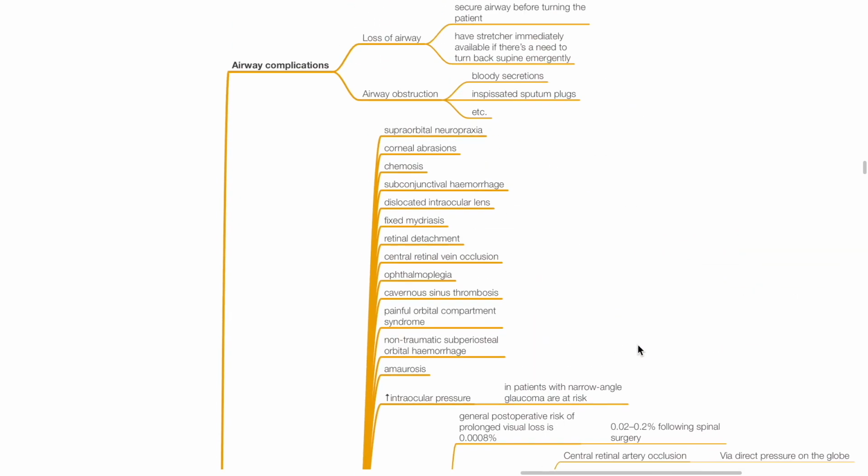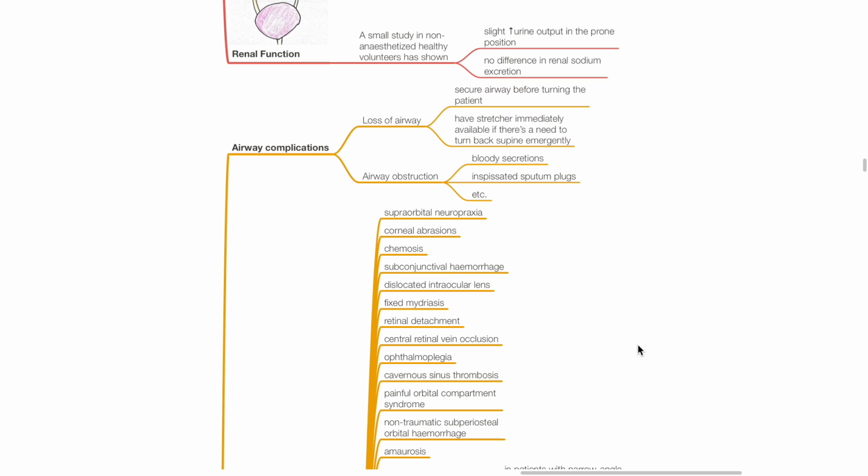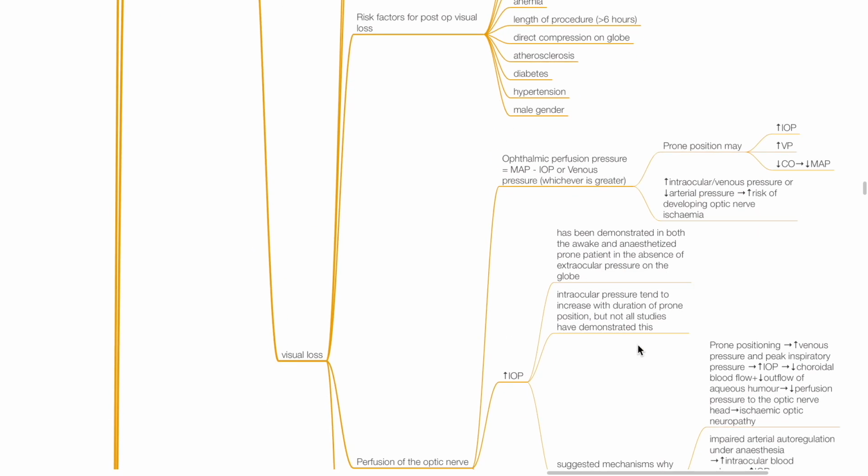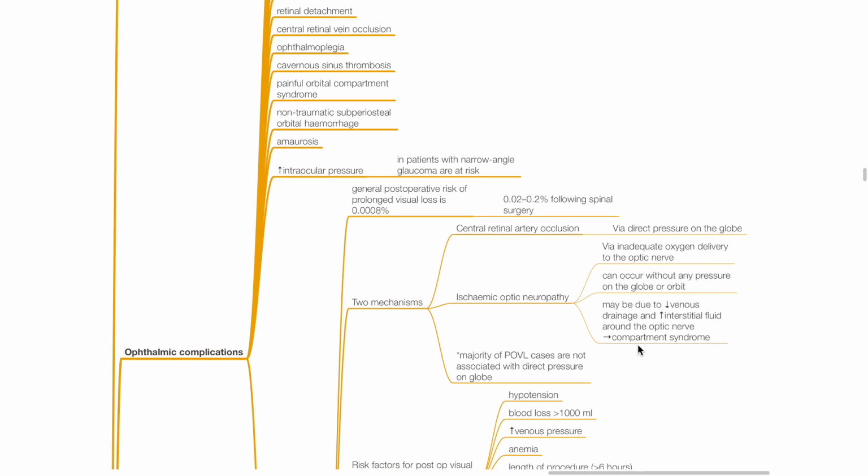Ophthalmic complications include supraorbital neuropraxia, corneal abrasions, chemosis, subconjunctival hemorrhage, dislocated intraocular lens, fixed mydriasis, retinal detachment, central retinal vein occlusion, ophthalmoplegia, cavernous sinus thrombosis, painful orbital compartment syndrome, non-traumatic subperiosteal orbital hemorrhage, amaurosis, increased intraocular pressure, and visual loss. The general post-operative risk of prolonged visual loss is 0.008% and is 0.02 to 0.2% following spinal surgery.